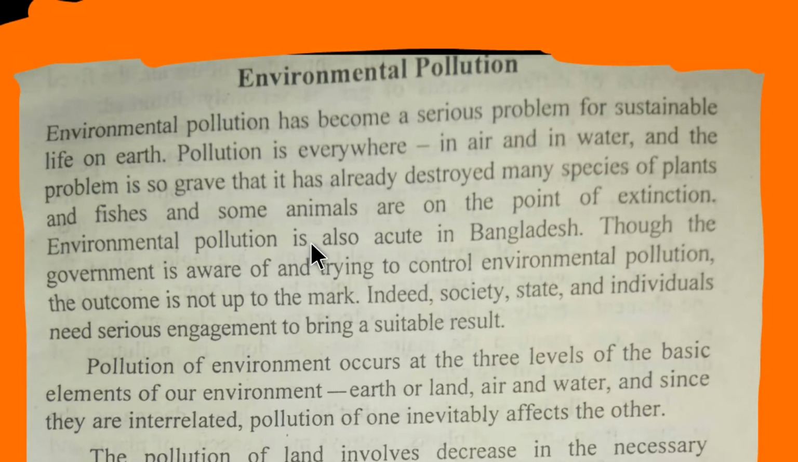Environmental pollution is also acute in Bangladesh. Though the government is aware of and trying to control environmental pollution, the outcome is not up to the mark. Indeed, society, state, and individuals need serious engagement to bring a sustainable result.